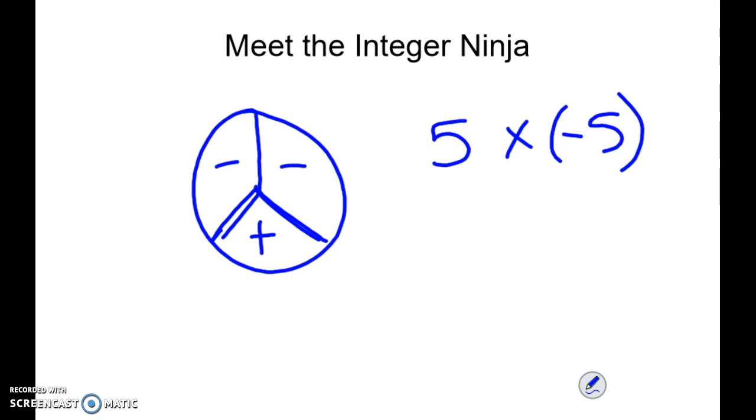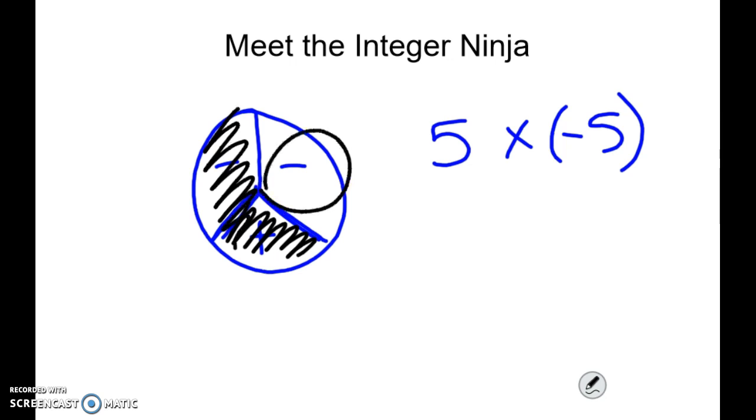The way you're going to use your integer ninja is you're going to cover up with your hand, or in my case, I'm going to have to cross out because you won't be able to see my hand on this video. I'm going to cross out the signs that I have. So I have a positive 5 and I have a negative 5. So I know my answer is going to be negative. So now I just look at the numbers. 5 times 5 is 25, and that's my answer.